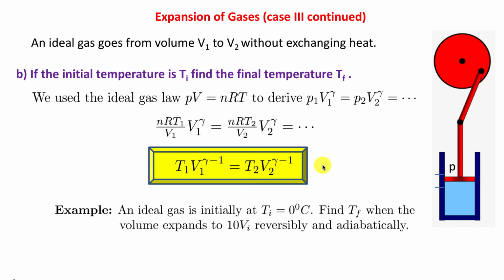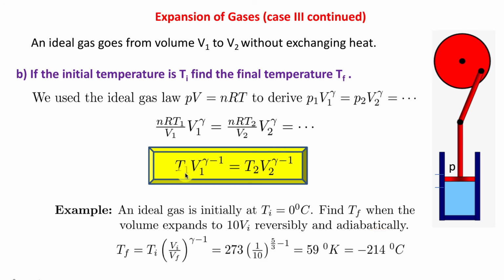Okay, let's work out an example. So there's an ideal gas which is initially at 0 degrees centigrade. 0 degrees centigrade means 273 degrees Kelvin. We are asked to find the final temperature when the volume increases 10 times, reversibly and adiabatically. Again, this is to be done very, very slowly, and adiabatically means no heat is allowed to enter or leave. So T final into V final to the gamma minus 1 is equal to T initial into V initial to the gamma minus 1. That means that TF is this.